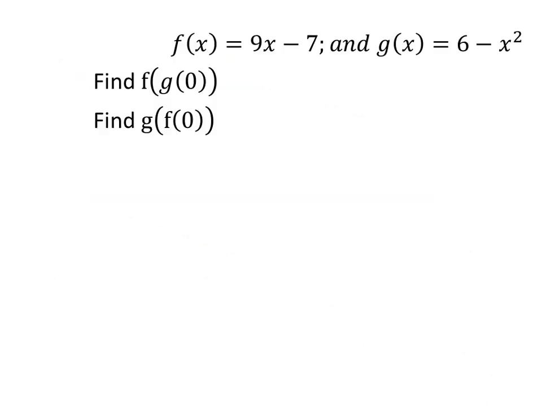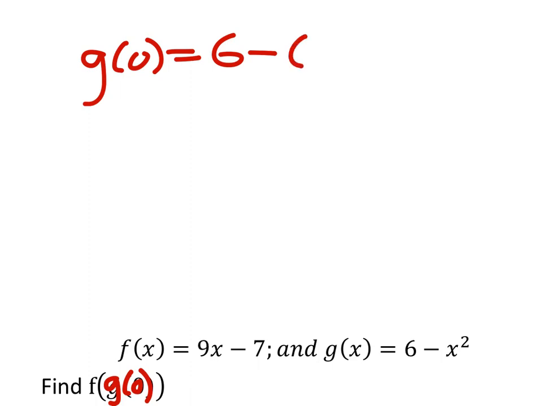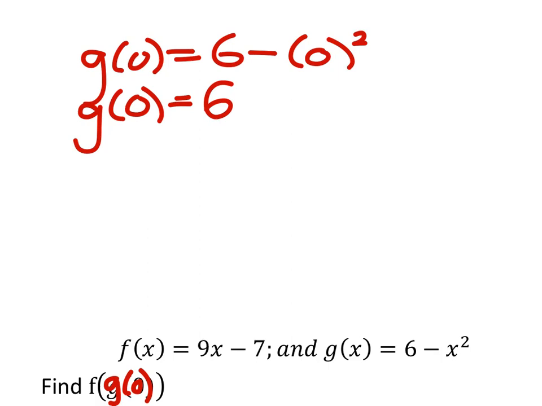All right, let's do each of these separately. So let's start with f of g of 0. We're going to focus first on this g of 0 stuff right there. So don't worry about what f of x is yet. Figure out what g of 0 is. Well, g of 0, we'd have the 6 minus, but the x now is 0 squared. So you can evaluate that. 0 squared is 0. 6 minus 0 is 6.